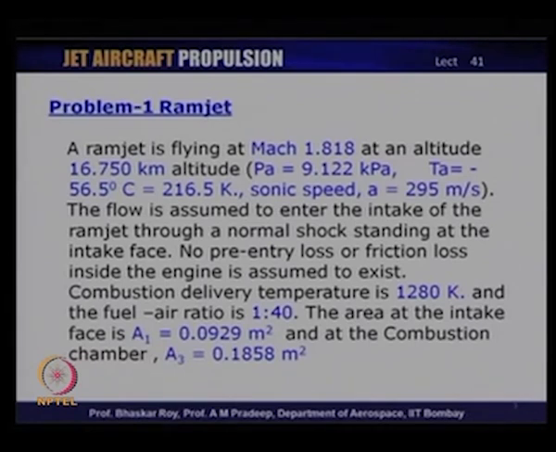We will pose the problem first. A ramjet engine is flying at Mach 1.818 at an altitude of 16.75 kilometers, where the ambient pressure is 9.122 kilopascals and the ambient temperature is minus 56.5 degrees centigrade, which is 216.5 K, and the sonic speed is 295 meters per second.